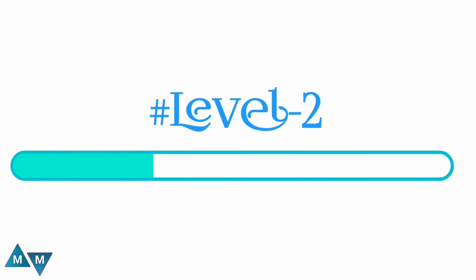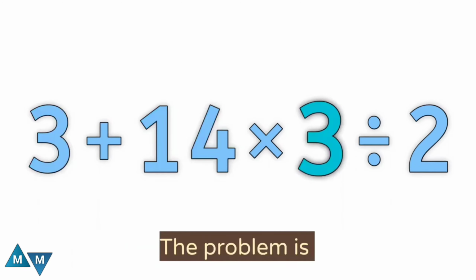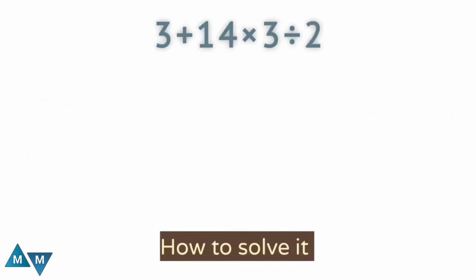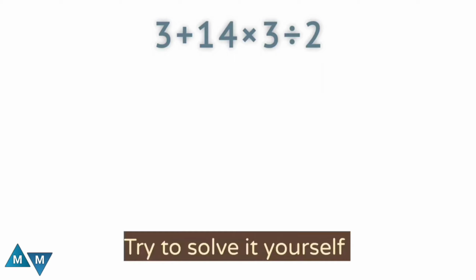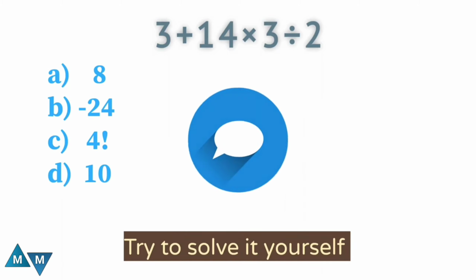So here is the second problem. The problem is 3 plus 14 times 3 divided by 2. See step by step how to solve it. But first, try to solve it yourself and comment below which of the following options is correct.